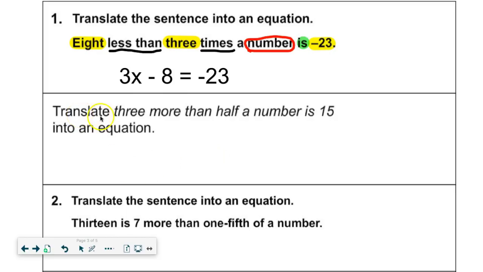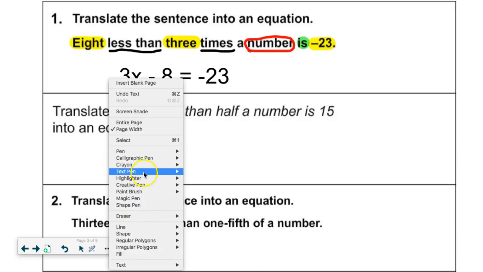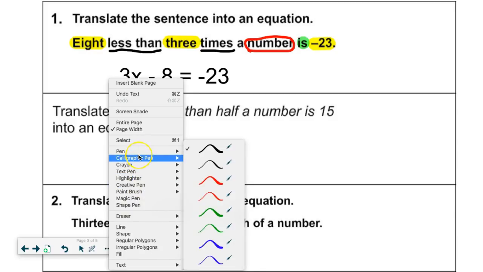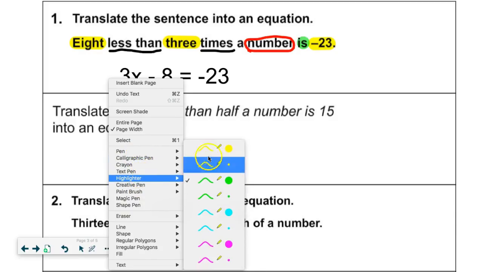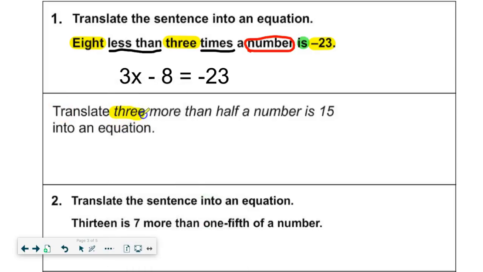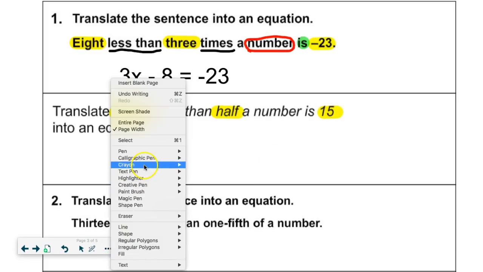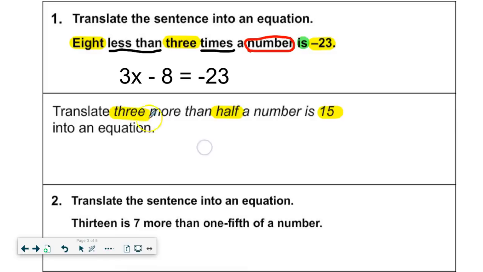Next part, translate 3 more than half a number is 15 into an equation. All right, so same thing. Let's break this into pieces. We're going to look for numbers. 3, half, 15. And we're also going to look for operations. 3 more than half a number. Okay, so this is both a number and an operation.